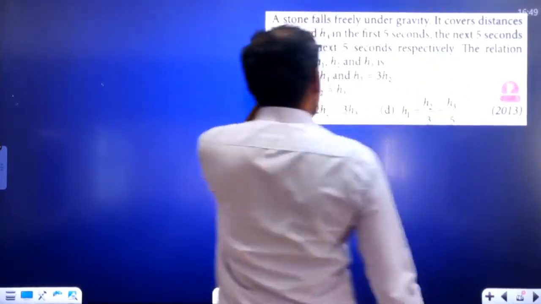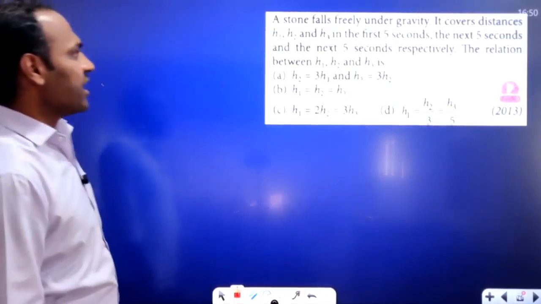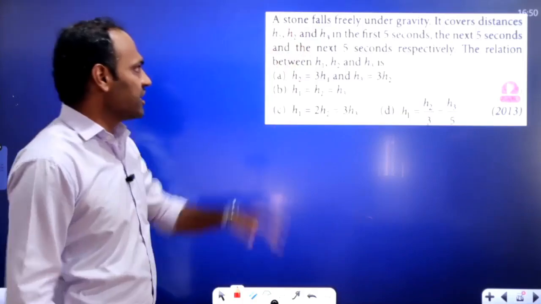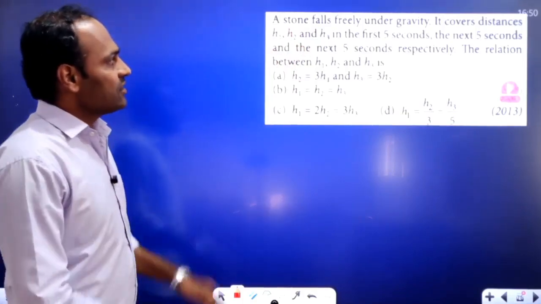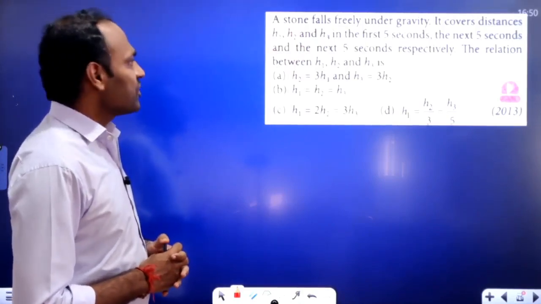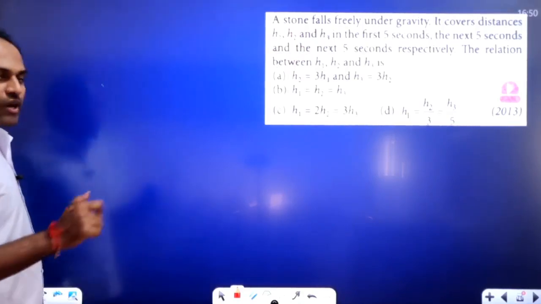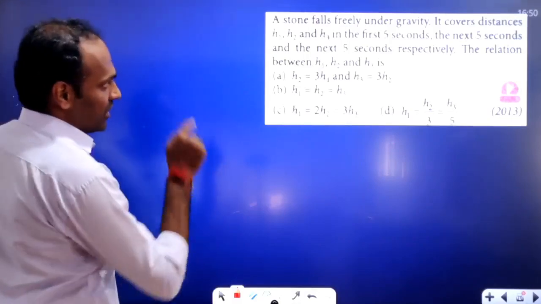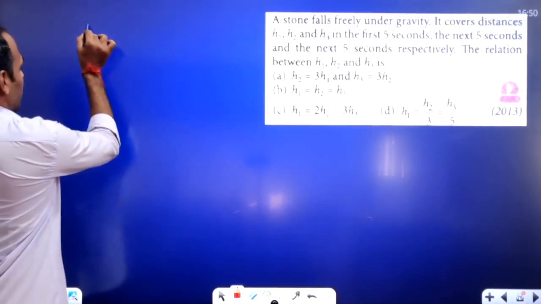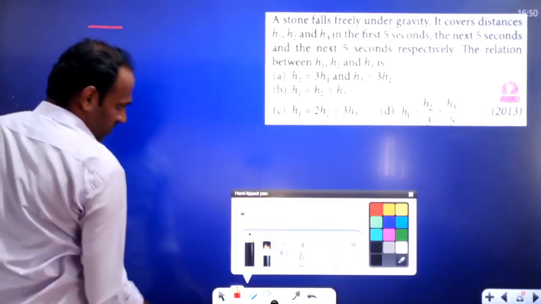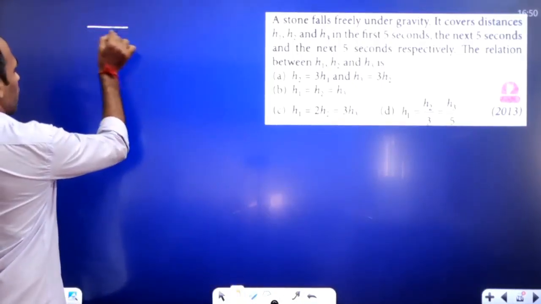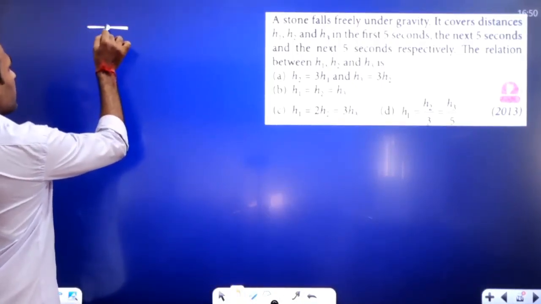See, the next question is, a stone falls freely under gravity. It covers distances h1, h2 and h3 in the first 5 seconds, the next 5 seconds and the next 5 seconds respectively. The relation between h1, h2 and h3. See, first we have to understand about this h1, h2, h3. First 5 seconds, next 5 seconds, next 5 seconds. See, let me say the ball has been dropped from this point. Okay, a ball has been dropped. Stone falls freely means it is dropped, right? A ball has been dropped from this point.